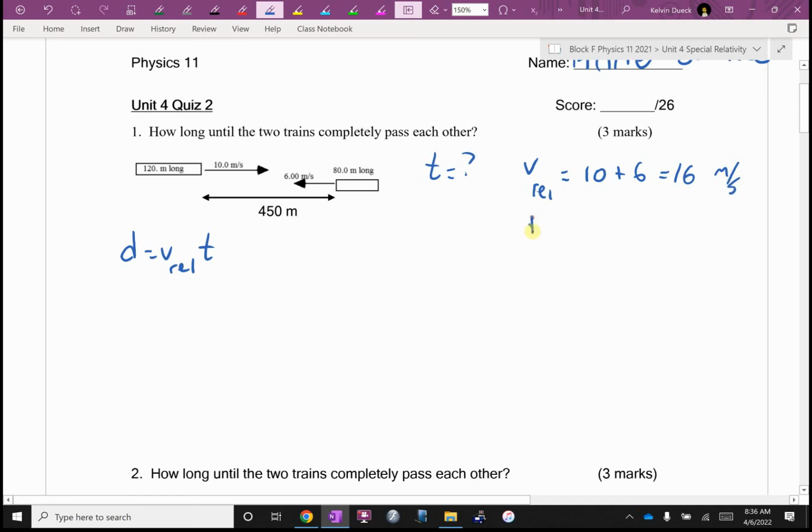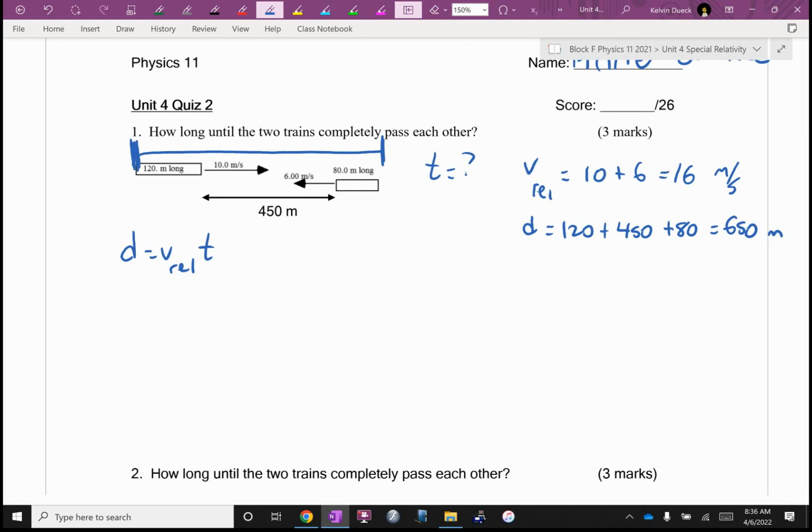I need a distance. Well, for these two trains to pass each other, the back of this train has to get all the way past the back of that train. It seems to me the distance is 120 plus the 450 meter gap plus 80. I can do that in my head, 650, is that correct? I think that's right. 200 plus 450, 650.